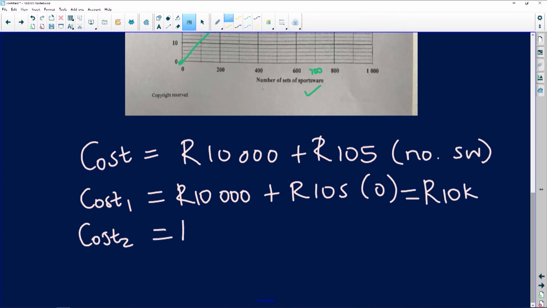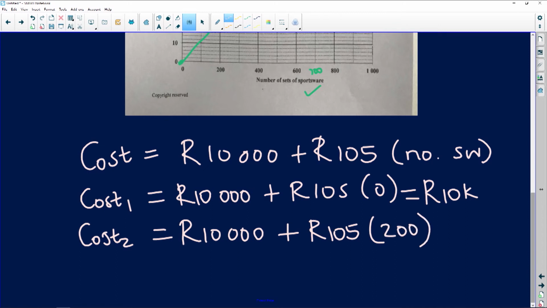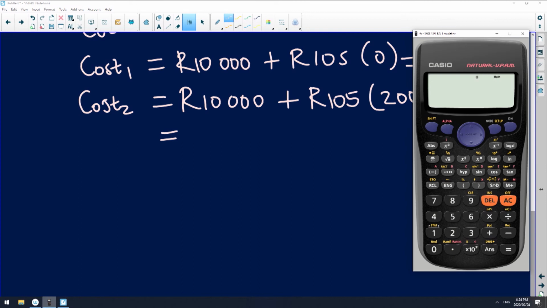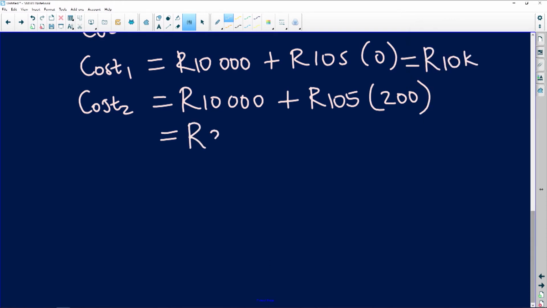Cost 2, same story: 10,000 plus 105. And as you can see, I am doing it step by step. Don't be in a hurry to finish. So there I'm going to need my calculator. 10,000 rand plus 105 times 200 items of sportswear. That's 31,000 rand. That is the cost. It's going to cost 31,000. That's cost 2.